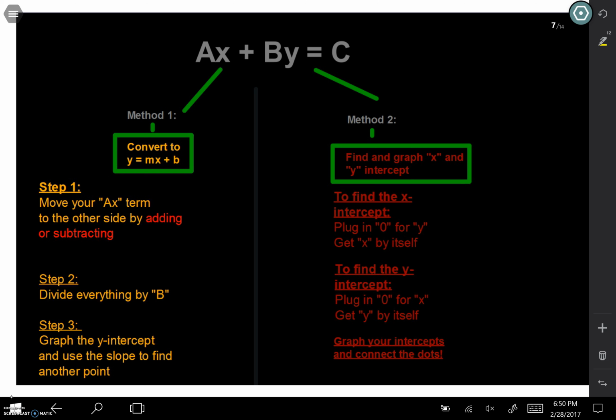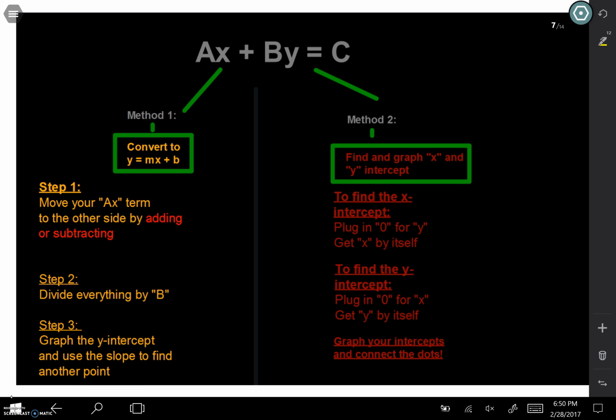Method 2 is kind of what we practiced in class. Find the x-intercept and the y-intercept, and then plot those points on the graph. You know that the y-intercept sits on the y-axis, and the x-intercept sits on the x-axis. Once you have those 2 points, like anything else, you can connect them and build your function from there, find your slope, and go from there.